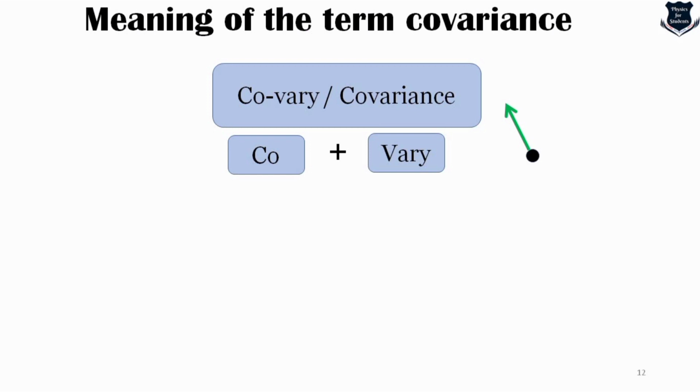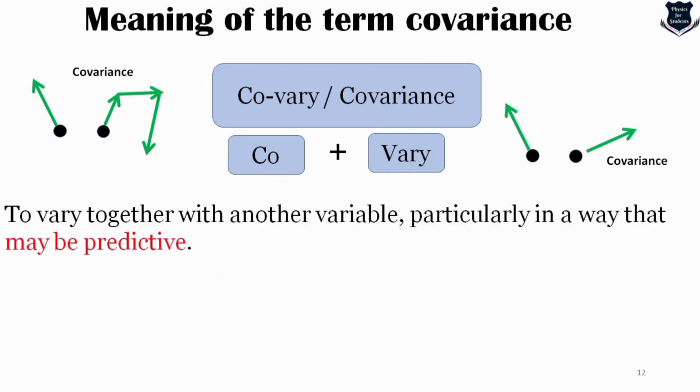Now say for example, if I get an arrow, let us forget vector, just an arrow which is moving towards this. Covariance means the next arrow will be moving maybe towards this, and this is called covariance. Or if you get an arrow which is pointing towards this, the covariance rule tells that it will go up and then right and then a little bit below and then it might vanish also. So what I'm trying to tell you is that covariance actually means to vary together with another variable, particularly in a way that may be predictive. So it is a variance, but in a way which is predictive or which is stated by certain laws. This is what is called covariance.